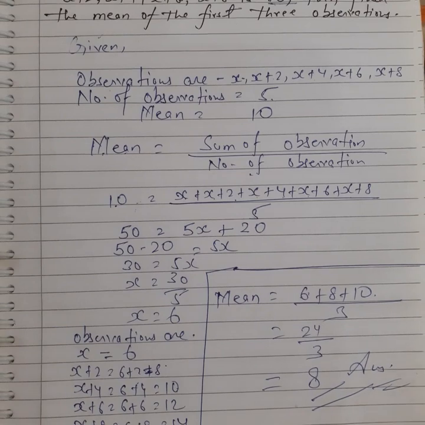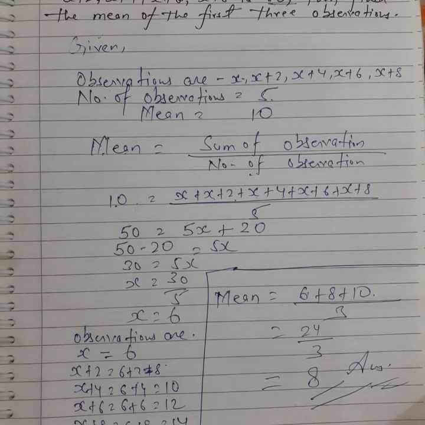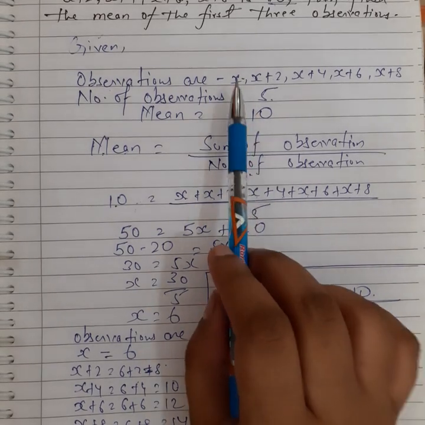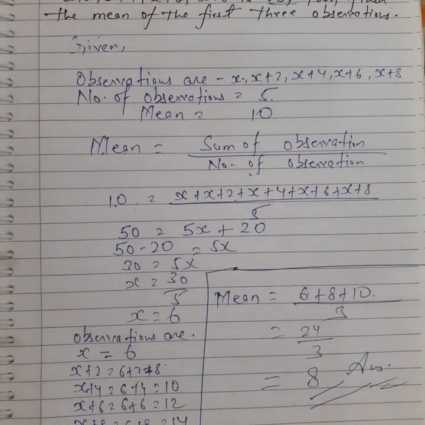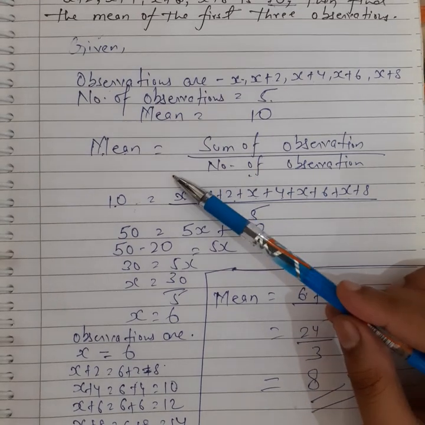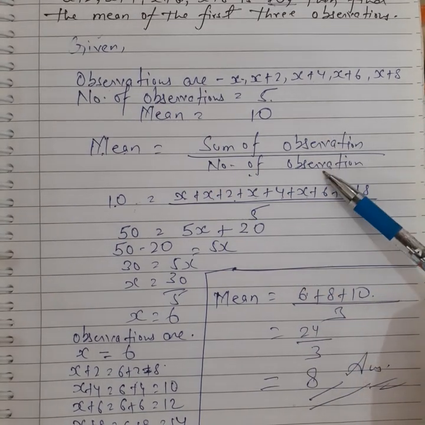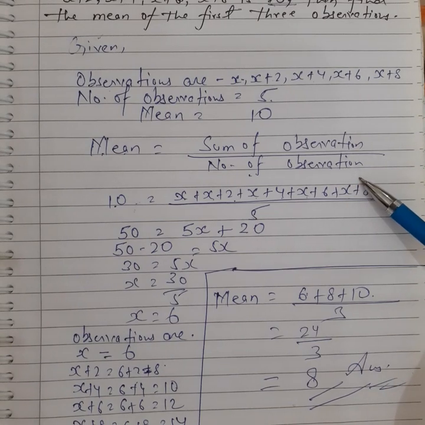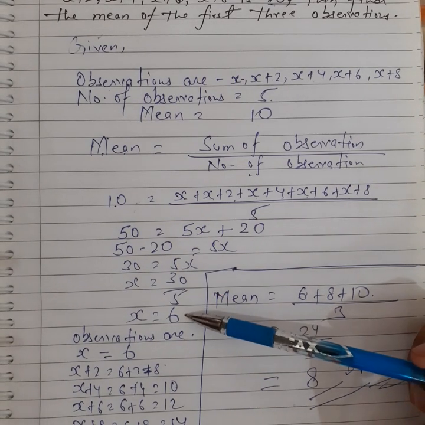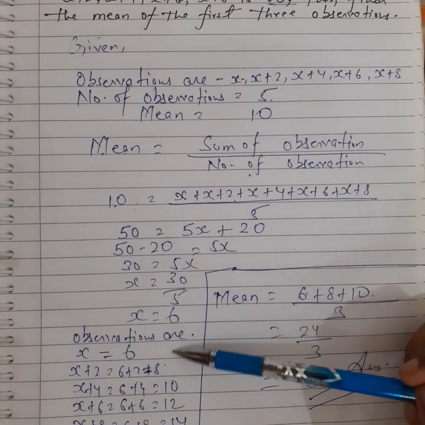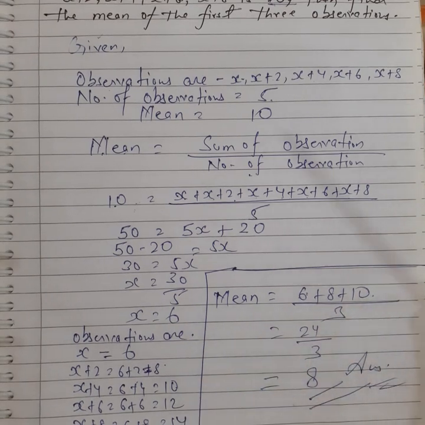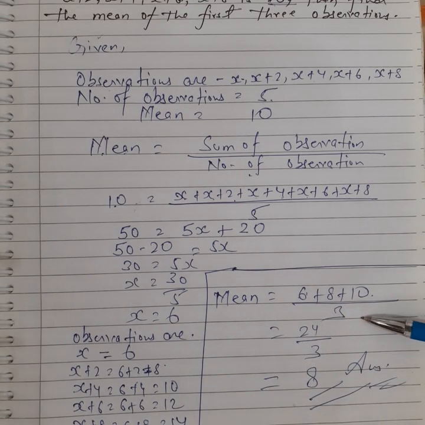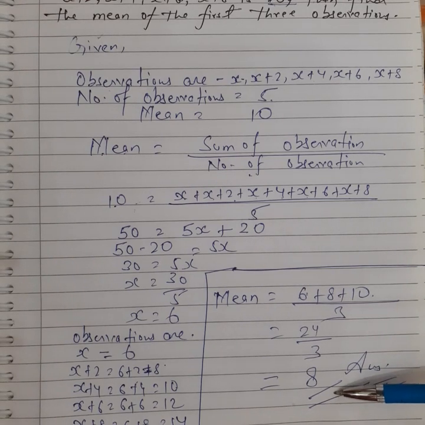What is given? Observations, number of observations and mean are given. What we have to find? We have to find the value of x. What we do? We just put the values in the formula, that is mean is equal to sum of observations by number of observations. We get the value of x is equal to 6. Then we find the rest of the observations, and the question says find the mean of the first 3 observations, that is 8. Okay.